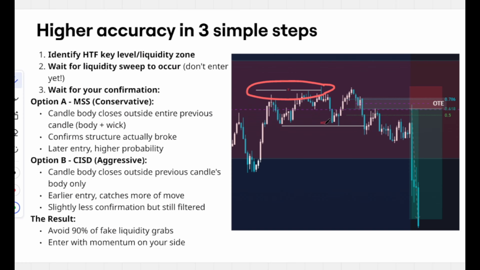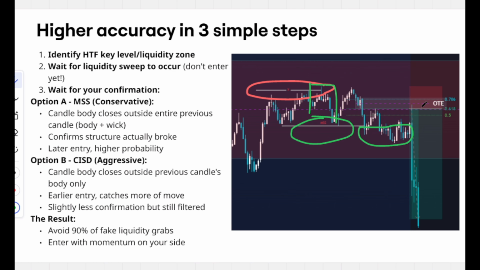Once there is a market structure shift confirmed in this area, all these candles down here are a confirmation there is a market structure shift. This is a 5-minute chart. If you switch to 15 minutes or 30 minutes, this will be one single candle, right? And then this candle will have a candle close outside of this candle.